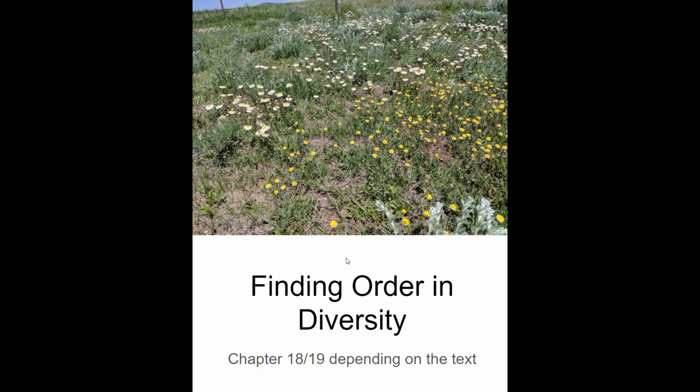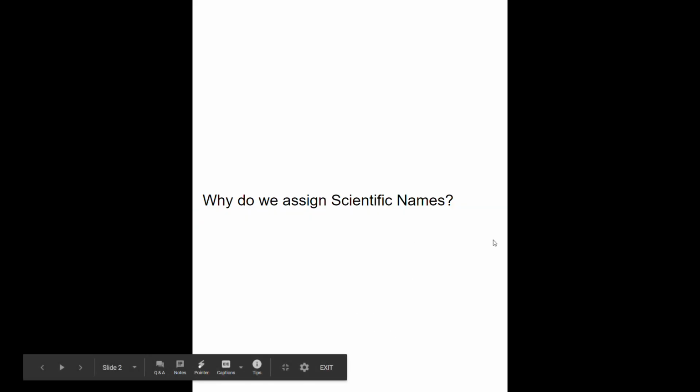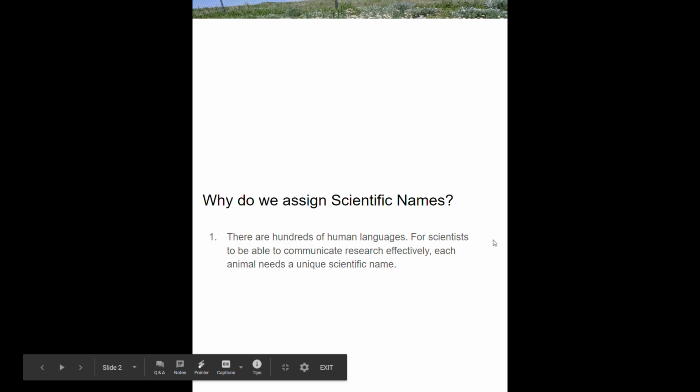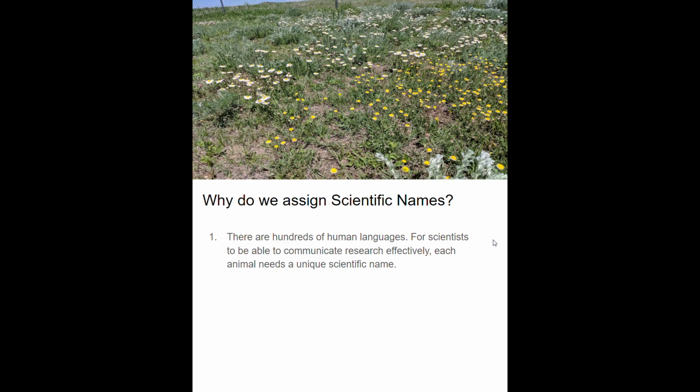Why do we assign scientific names? There are hundreds of human languages, so for scientists to be able to communicate and research effectively, each animal needs a unique scientific name. This means if an English scientist is working with a Spanish scientist, who's working with a French scientist, who's working with a German scientist, it makes it so much easier if they all use the same name for the same species.